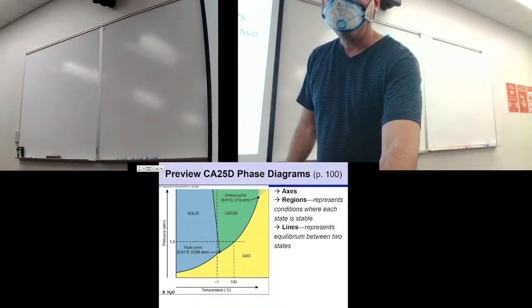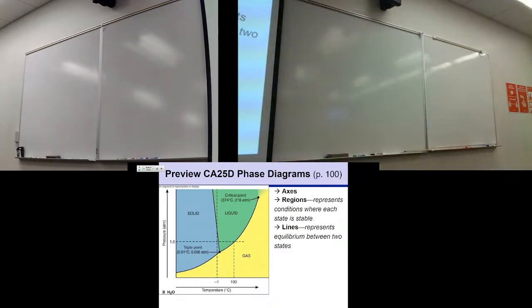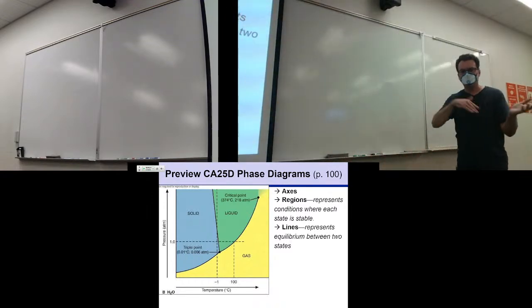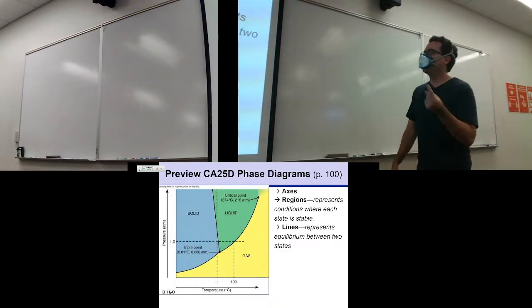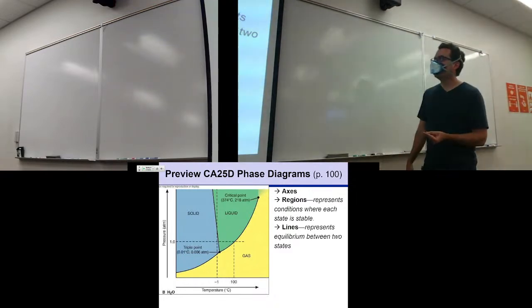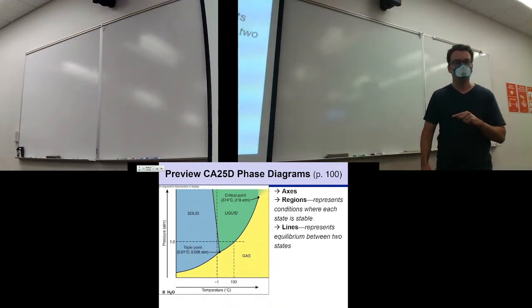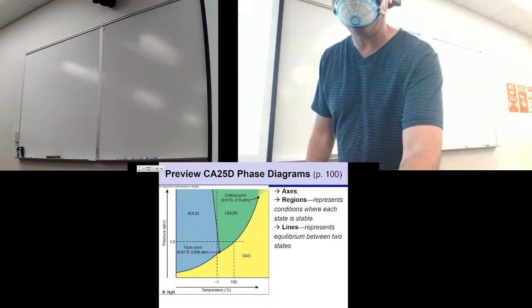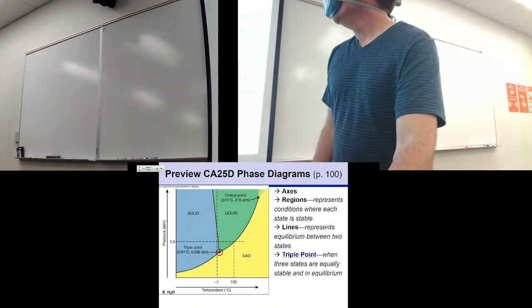That you see, not the dotted lines, but the solid lines, are the phase boundaries. If you're right on the line, you are in equilibrium with both phases that the line separates. You can have both a liquid and a gas existing at the same time if you're right on that line.